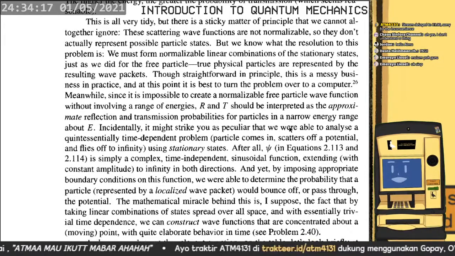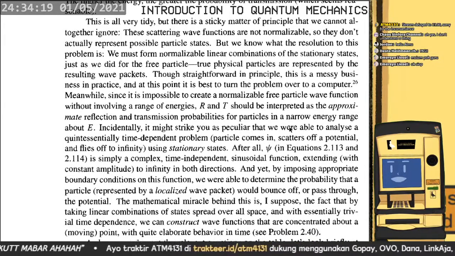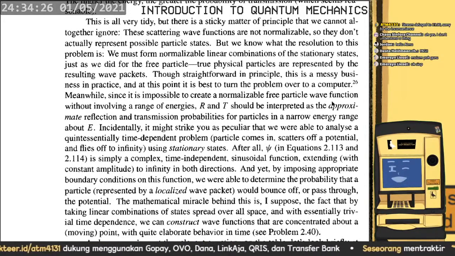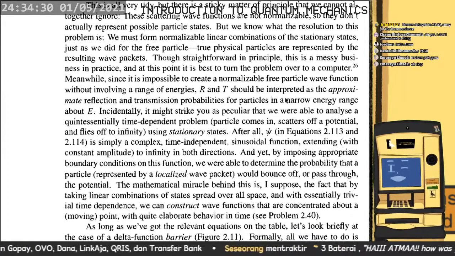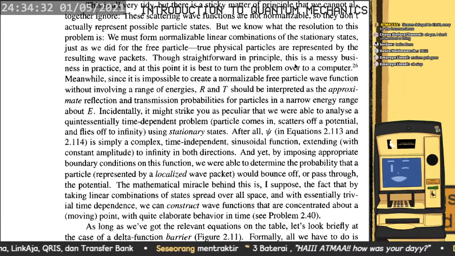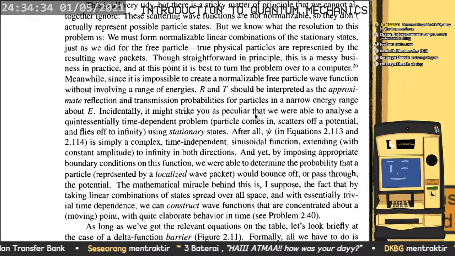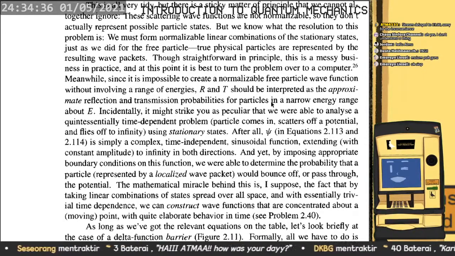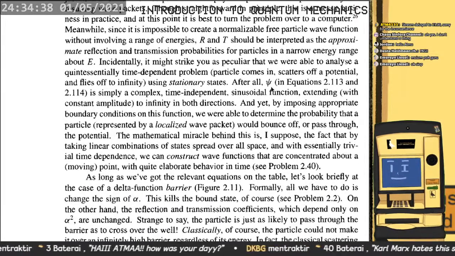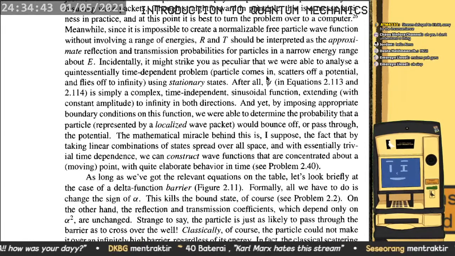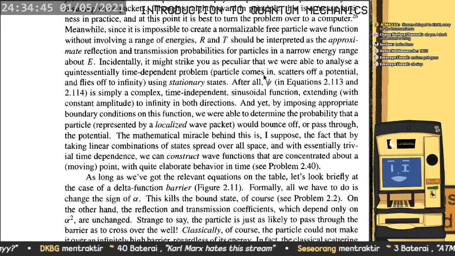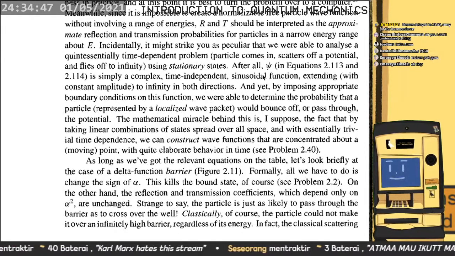Straightforward in principle, this is a messy business in practice. And at this point, it is best to turn the problem over to a computer. Yeah, computation time. Meanwhile, since it is impossible to create a normalizable free particle wave function without involving a range of energies, R and T should be interpreted as approximate reflection and transmission probabilities for particles in a narrow energy range about E.